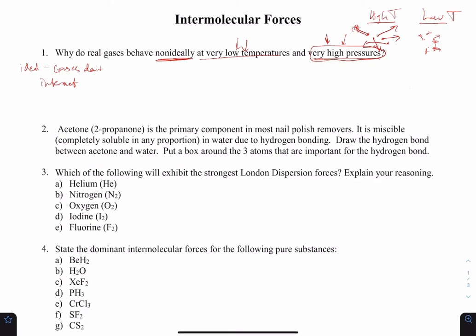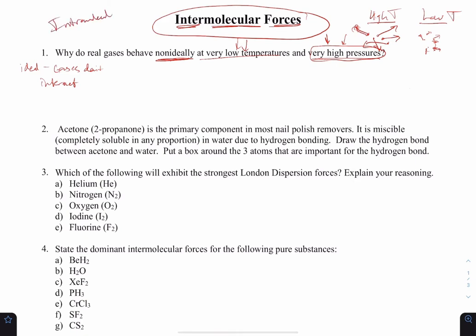And so what comes into play are what we call intermolecular forces. Inter meaning between, molecular meaning molecules, and forces like attractions or repulsions. So it's really just forces between molecules. Previously, we've been talking about intramolecular forces, which are bonding, like ionic or covalent. But here we're talking about intermolecular forces, not intra.